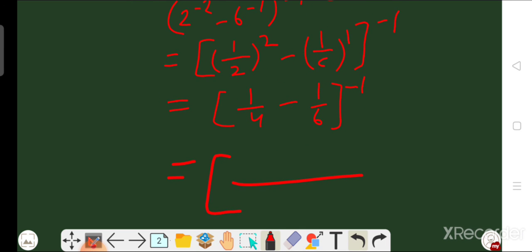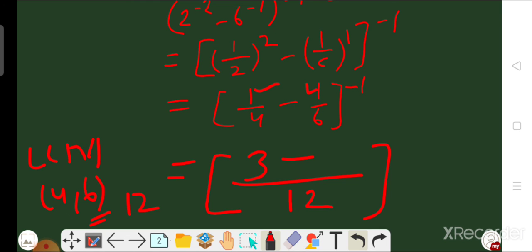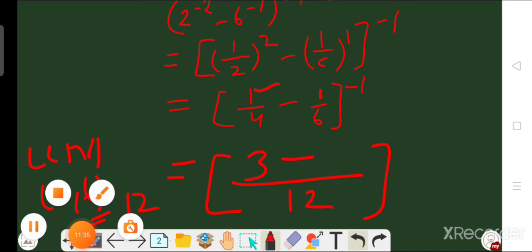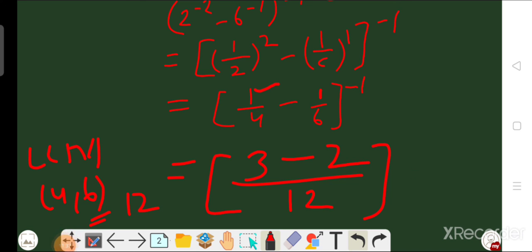And the LCM of 4 and 6 is 12. LCM of 4 and 6 is 12. When you divide 12 by 4, what will you have? 3. 3 should be multiplied to this one and this is equal to 3. Again, when you divide 12 by 6, we will get 2 and 2 should be multiplied by this one, and again this is equal to 1 multiplied by 2 and that is 2. 3 minus 2 is equal to 1 by 12 and the whole raised to the power minus 1. Okay.